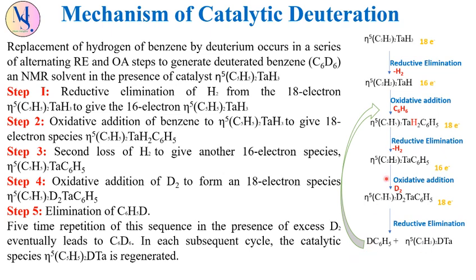As you know, the benzene contains 6 protons which are to be replaced with 6 deuterium atoms. So this cycle will be repeated 5 times in order to generate fully deuterated benzene, that is C6D6, and the deuterated catalyst will be released in each cycle. This was all about the catalytic deuteration.